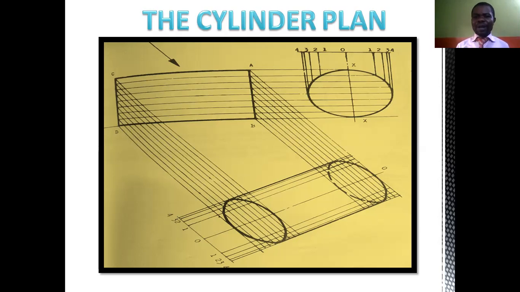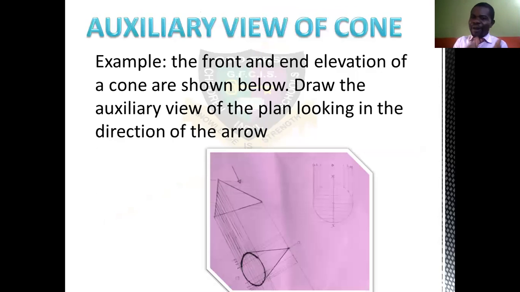Another example I will give to you will be your example of an auxiliary view of a cone. The front and end elevation of a cone are shown below. Draw the auxiliary view of the plan looking in the direction of the arrow. It's always the plan looking in the direction of the arrow. This is what you are asked to produce.